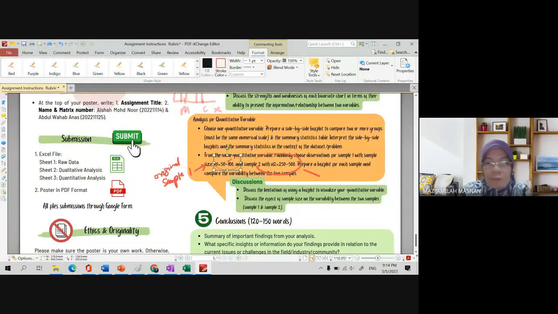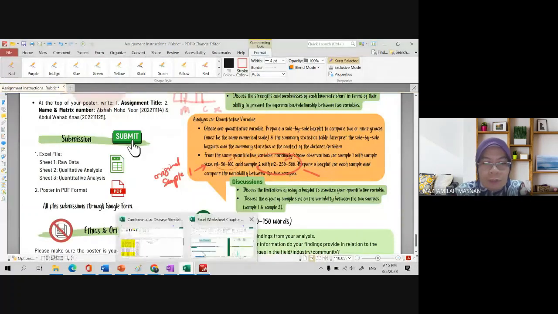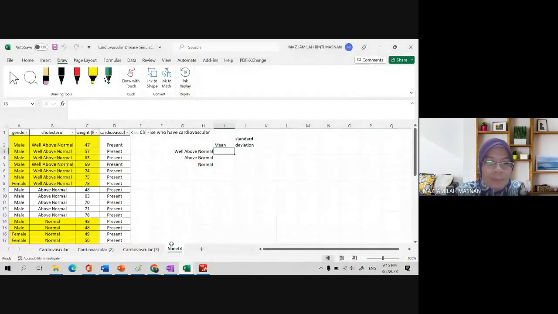Okay, if you don't have any questions, I want to show you how, if you got fewer observations and you need to generate for your second sample, you have to get at least 250. Or if you want to choose 500, then you have to generate to 500. Okay, now let me show you one of my examples.